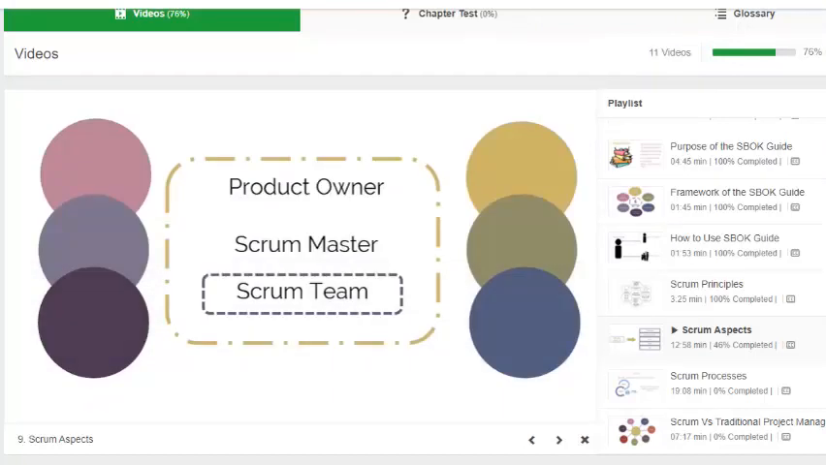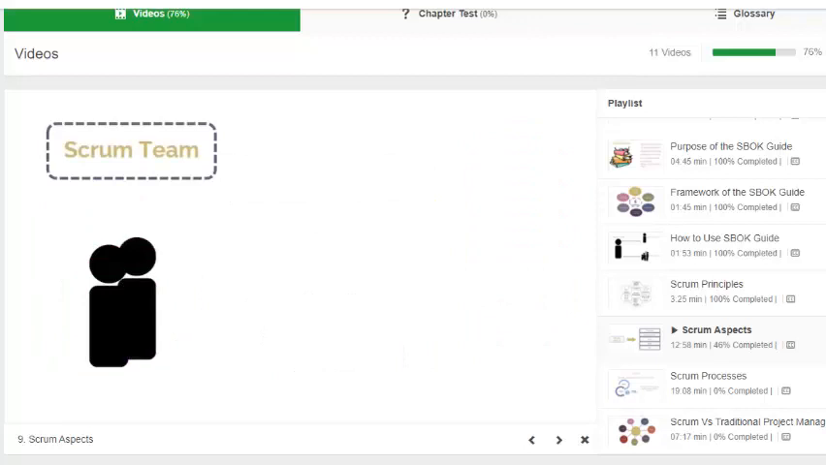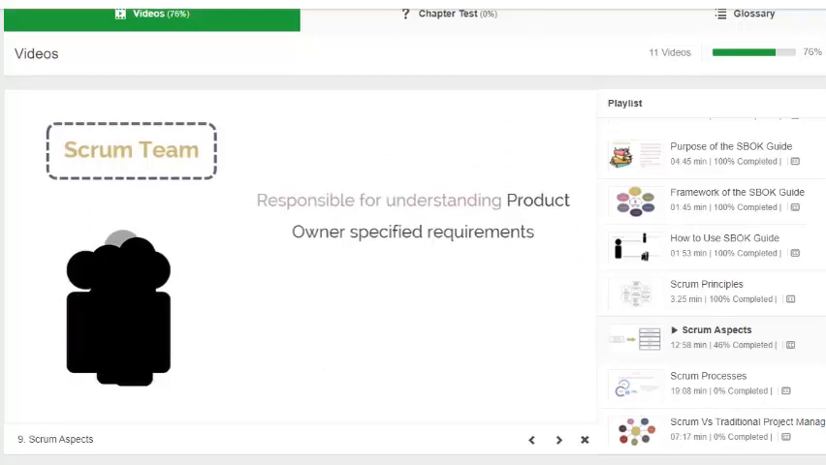They actually do the work. The Scrum team is the group or team of people who are responsible for understanding the requirements specified by the product owner and creating the deliverables of the project. So, considering the earlier example, the software development team, either with newly recruited experts or with newly acquired training, will proceed in accordance with the requirements set by the product owner.